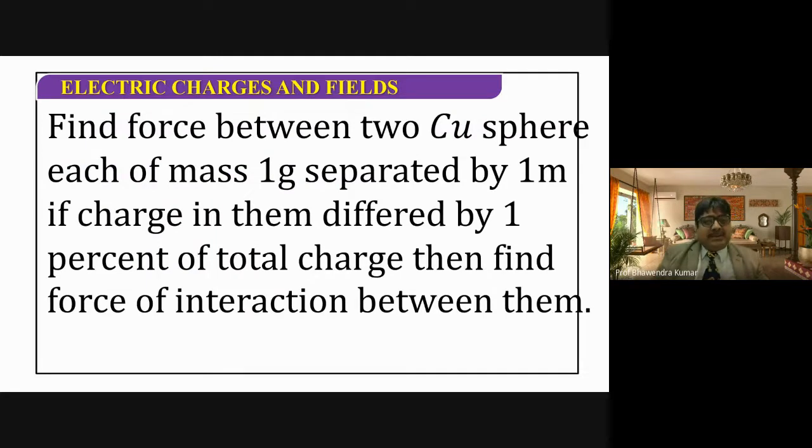This is also a very simple question only, but it requires calculation. We have to find the force between two copper spheres, each of mass 1 gram, separated by a distance of 1 meter. If the charges on them differ by 1% of the total charge, meaning the total charge held by the electrons, anything you can consider, we have to find the force of interaction.